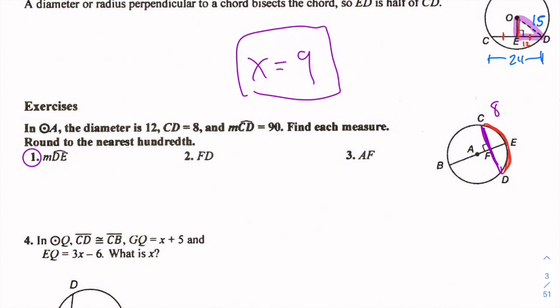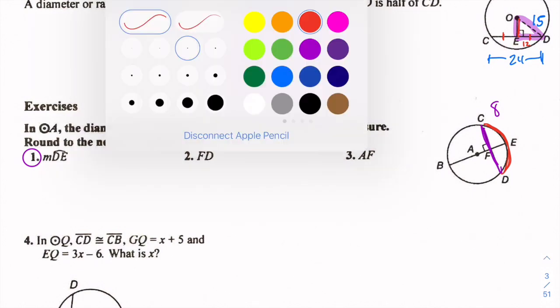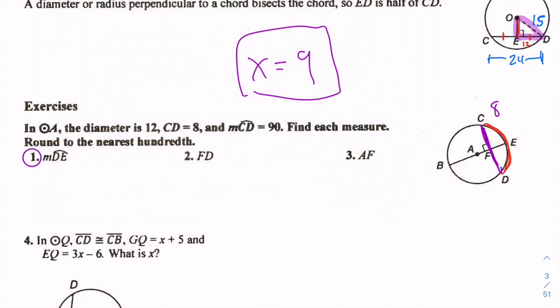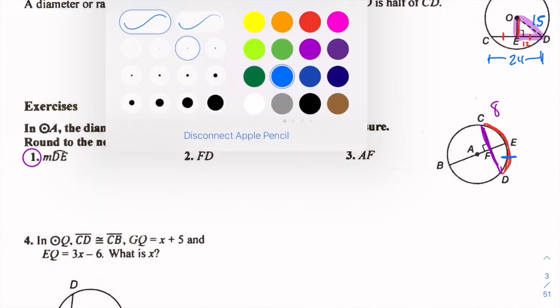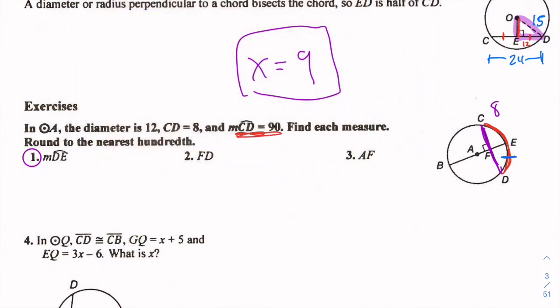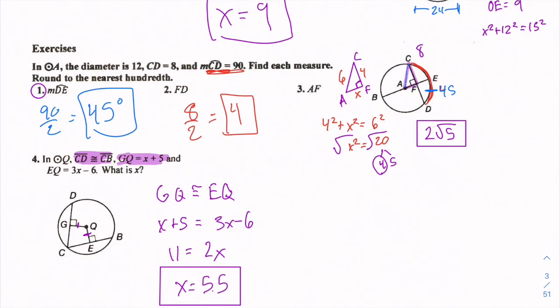Okay, DE, where's DE at? DE is right here. You need to find what that arc is. That's pretty easy. What's the whole arc? The whole arc is 90, right? The whole arc is 90. This we know. Alright guys, please check your answers.